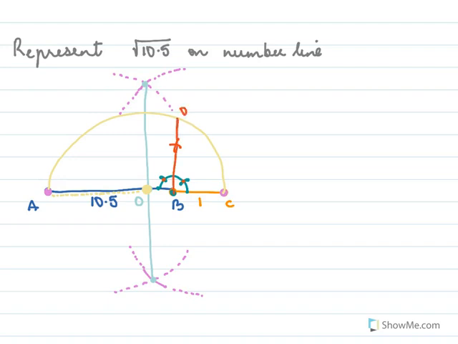You call this point D. Now your BD is your required under root 10.5. So this is your under root 10.5.